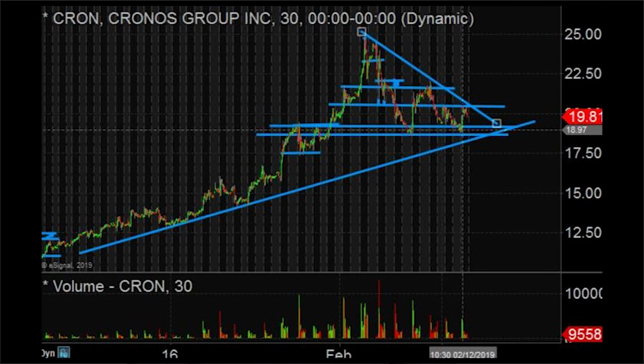So eventually it's going to break in one direction or the other, and that will be the beginning of the next move. If it breaks to the downside, I would expect a move down to 17 to 17.5, and if it breaks to the upside, it will probably be something like 22 to 23. Not necessarily going back up to the high unless there's a strong news catalyst.